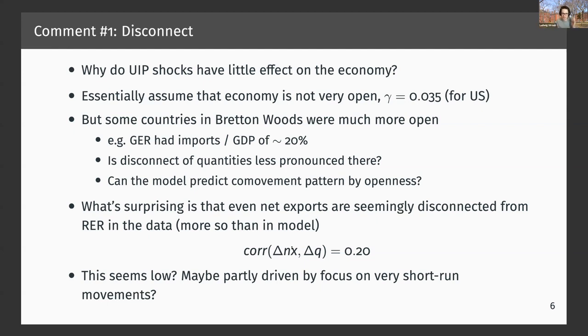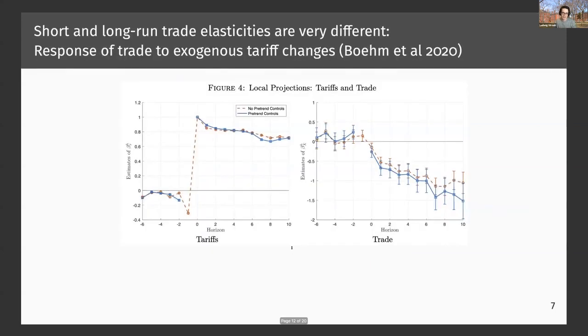Let me just throw you one plot that I found super interesting from a very nice paper by Boehm, Pandalai-Nayar, and Levchenko. Basically what they look at is persistent tariff changes across countries, and then they see how trade responds. On the right, you see the trade response, and you see that it is very sluggish. It takes 10 years until it maxes out. And I think just throwing some force that produces this into a model and seeing what kind of disconnect you can get from that would be super neat.